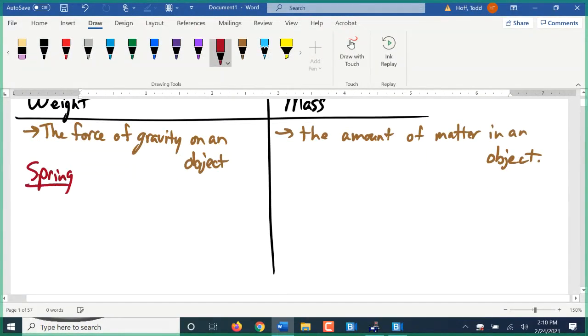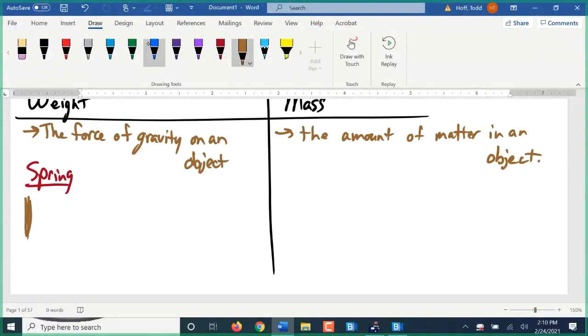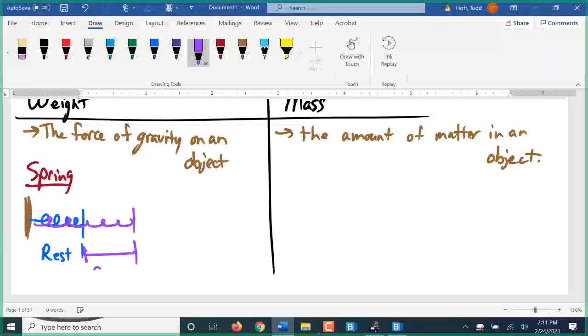A good spring, if we attach it to something, we just let it lay at rest, has a certain length. So let's say that's the rest length right there. Now if we stretch it a certain distance here, it's going to require a certain amount of force.